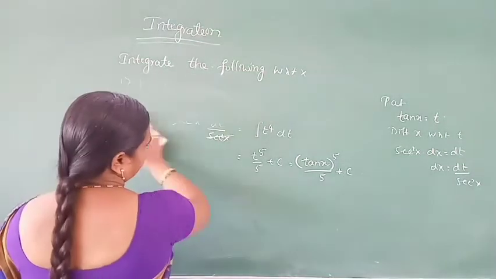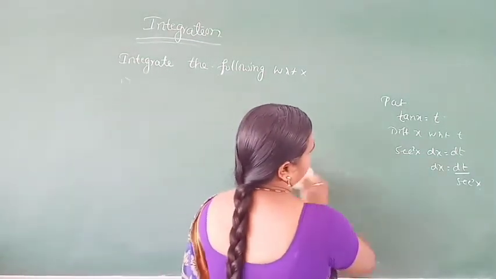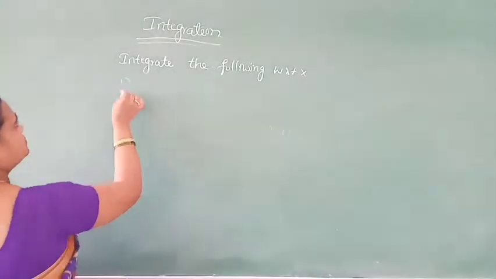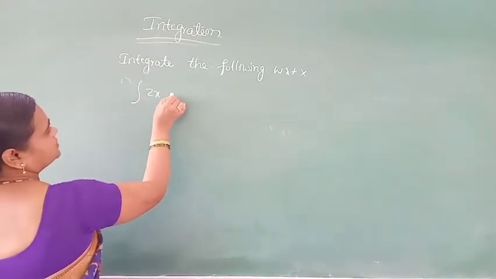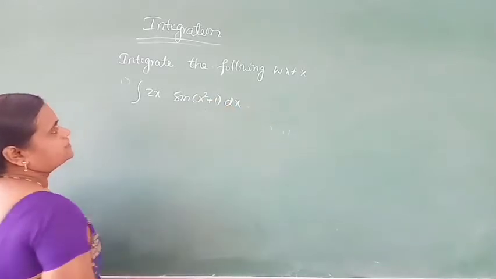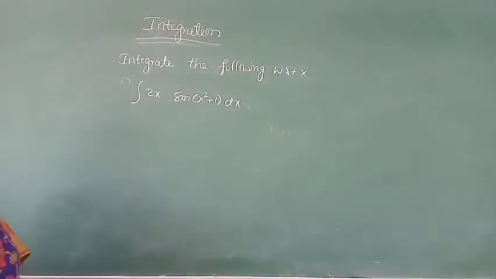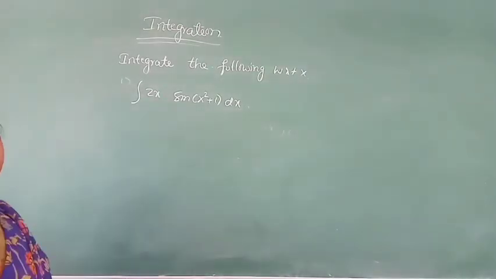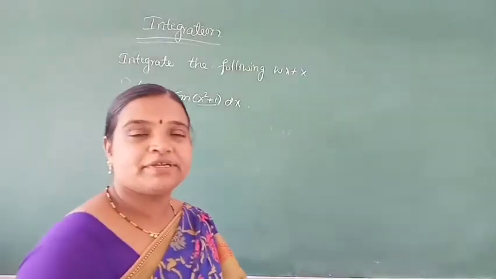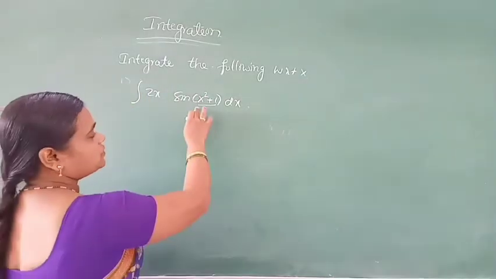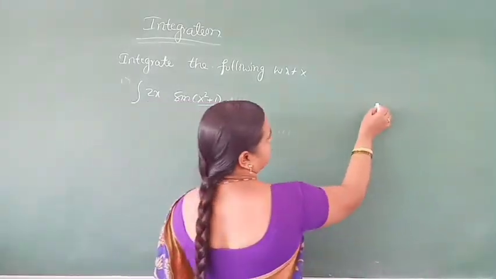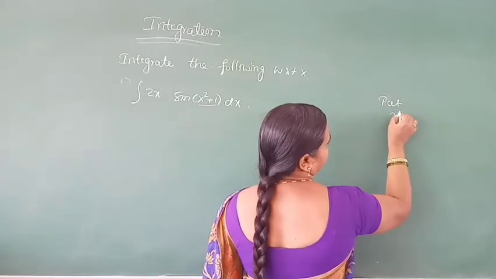Okay, next example I will take. Integration of 2x sine of x square plus 1 dx. See, if I take sine as the substitution, we will get cos, which is not multiplied. But if you take x square plus 1 as t, please concentrate. If you take x square plus 1 as t, the differentiation of x square is what? 2x. That one is multiplied. Therefore, we are taking here: put x square plus 1 equal to t. Just verify.